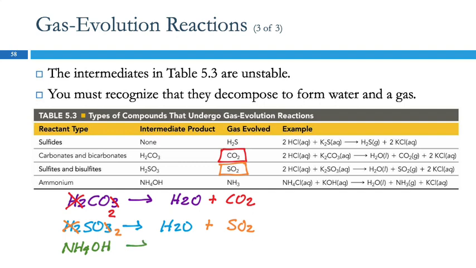NH4OH decomposes, forms H2O, and let's see, I'm running out of colors. Let's try black. So I'm going to get rid of this hydrogen and one of those hydrogens. I'm going to get rid of this oxygen, because there's two hydrogens and an oxygen that I take out of this. That makes the water molecule, and everything that's left is NH3, which is this guy. Okay?